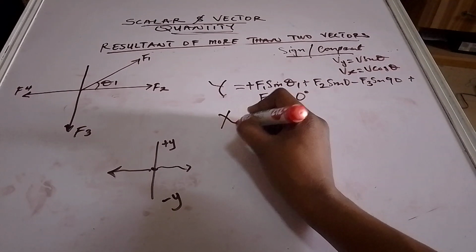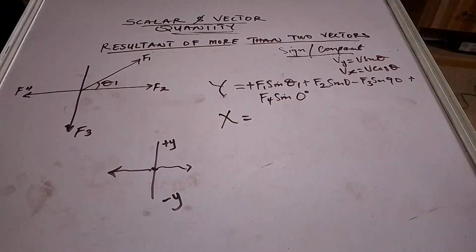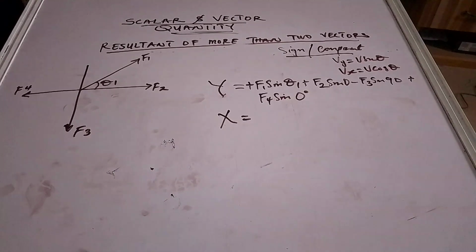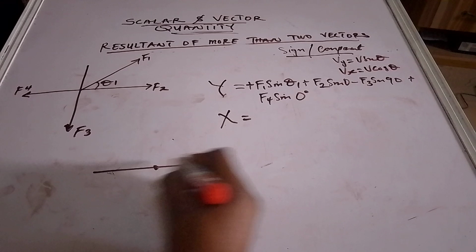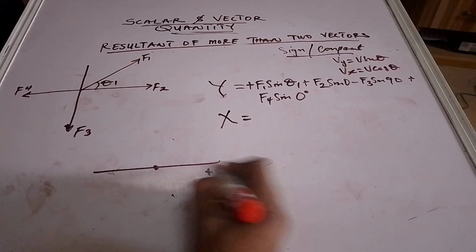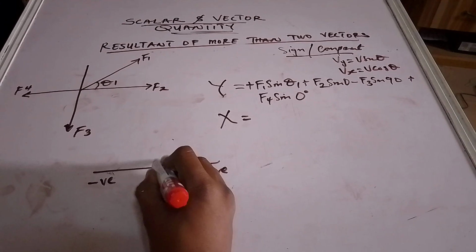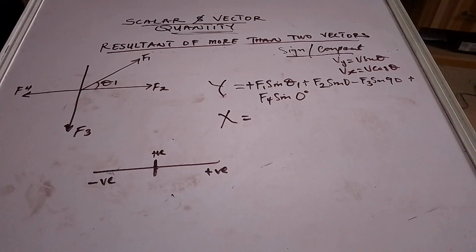So let's look at the x. Our x is going to be, now I want to resolve in the horizontal direction. So let's resolve in the horizontal direction. For the x, anything that points here is positive x-axis, anything that points here is negative x-axis, and anything that points in between will also be taken as positive. That is neither up nor down. So let's look at that now.